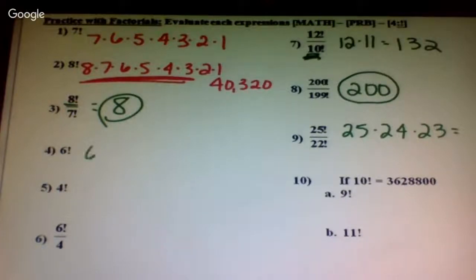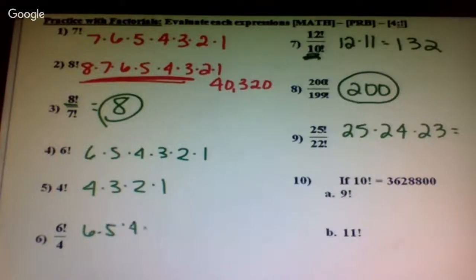Okay, this is 6 times 5 times 4 times 3 times 2 times 1. This is 4, 3, 2, 1. Be careful with number 6. What's different about number 6 than number 7? There's no factorial there. So you literally need to do 6, 5, 4, 3, 2, 1 divided by 4. The only thing you can cancel out is your 4s. So your answer would be 6 times 5 times 3 times 2 times 1. The only one you can skip is the 4.